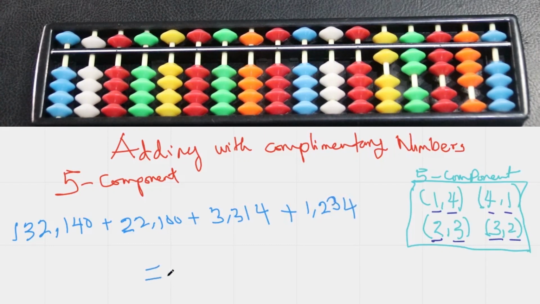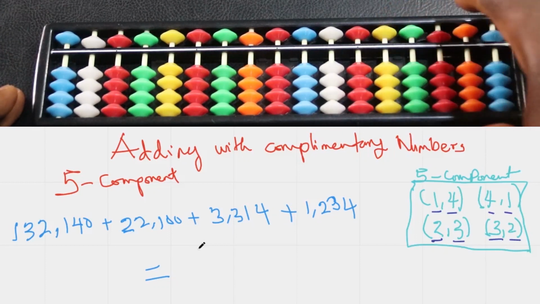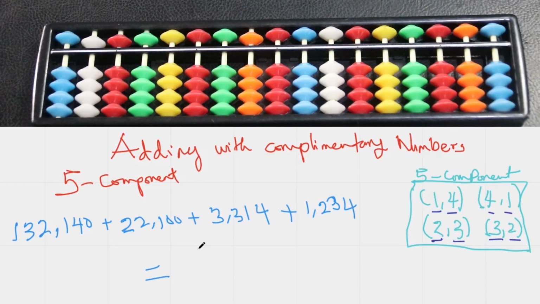1234. What is your answer? Now, reset your abacus quickly. Let's see how we can tackle this problem. Reset your abacus. We want to start with 6-digit numbers. It means I am working from the red bead.